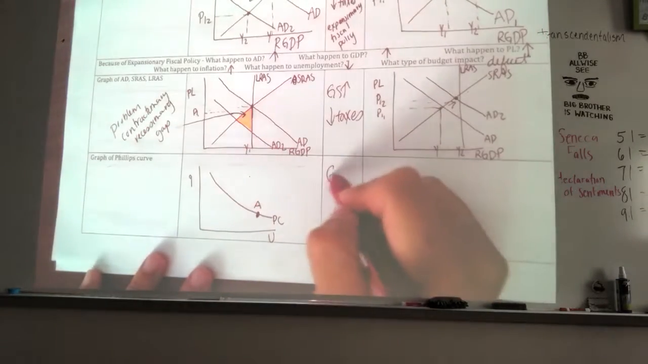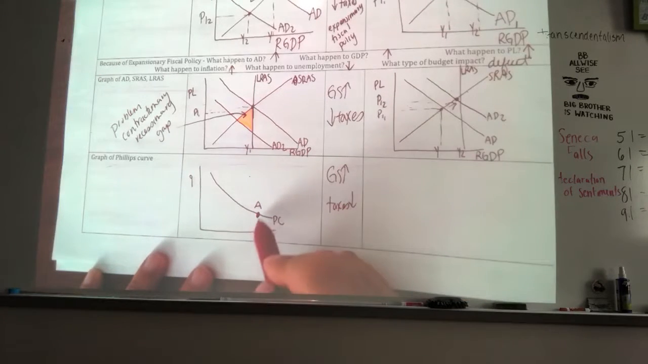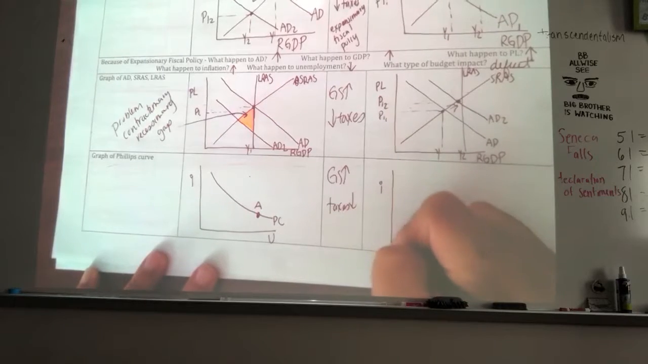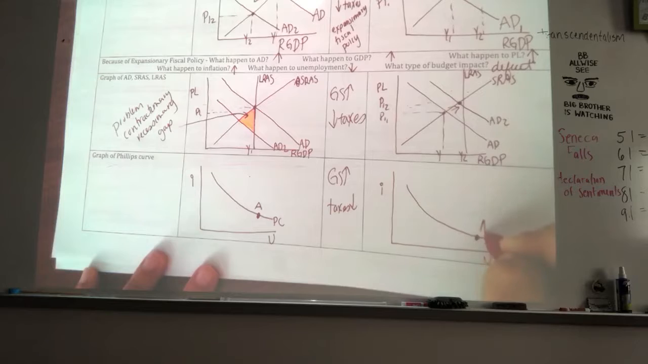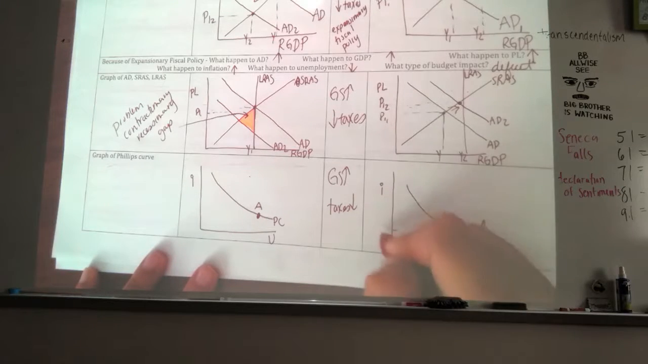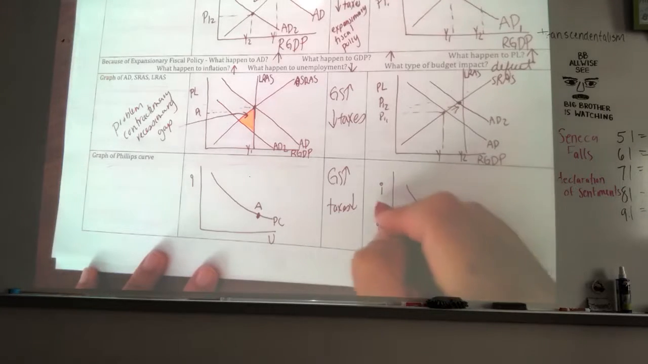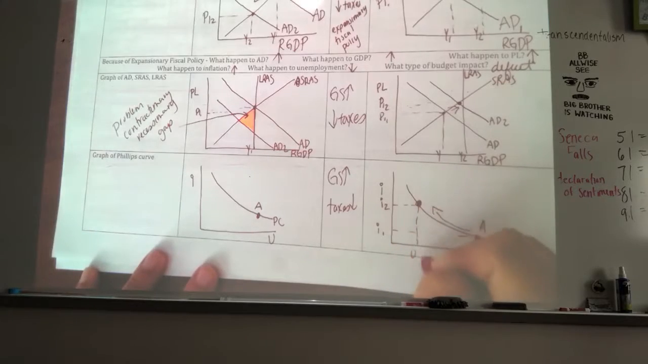Alright, if the government spends and the government taxes less, what happens to this dot? Does it move further down the curve or further up the curve? This shows me that inflation is low, unemployment is high. Now with the government tools of spending and taxing, we now have a little bit more inflation and less unemployment.